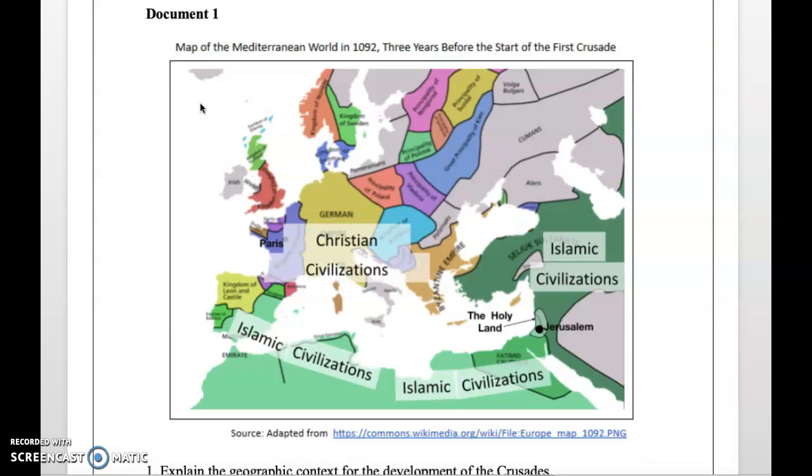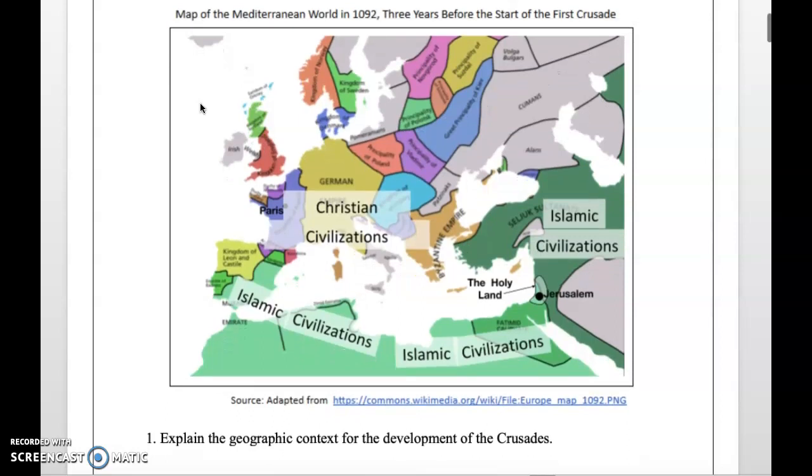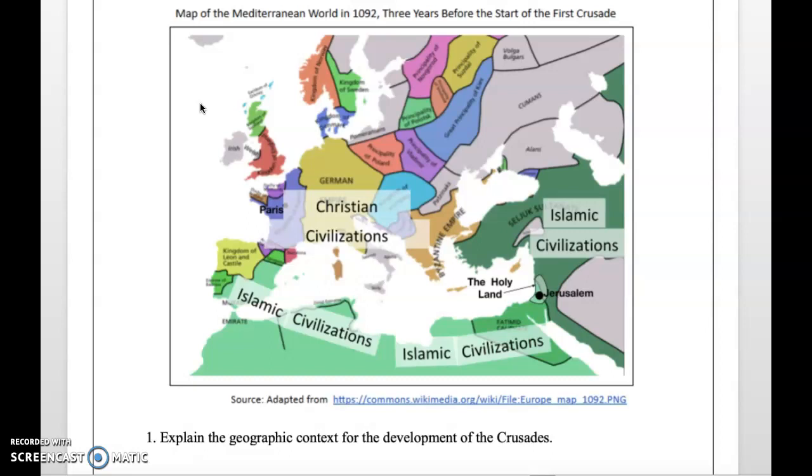So the first document that you have is the map of the Mediterranean world in 1092. It says the map of the Mediterranean world 3 years before the start of the First Crusade. The question is asking you to explain the geographic context for the development of the Crusades. The root word of geographic is going to be that geography piece, so you need to look at the geography on the map.